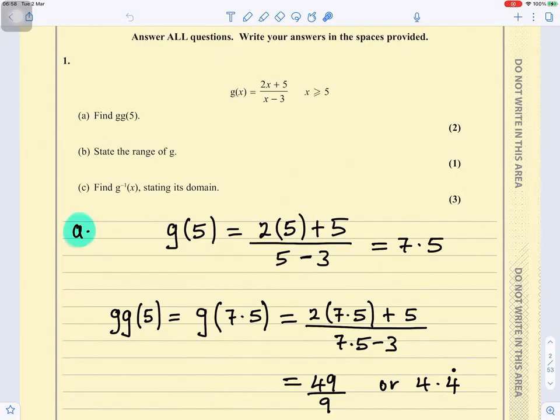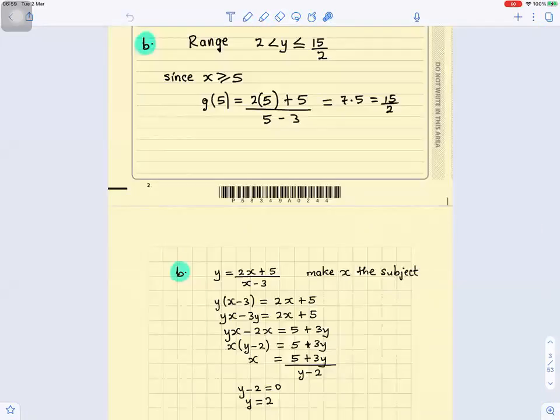For part B, we want the range. The range starts from 2 and ends at 15 over 2. And since X is bigger than or equal to 5, we can substitute the 5 for X, and that gives us 15 over 2.